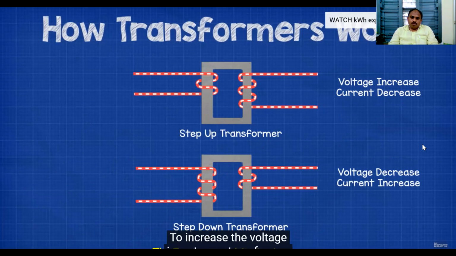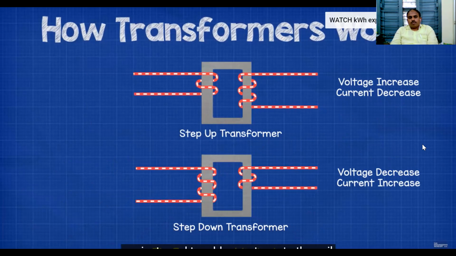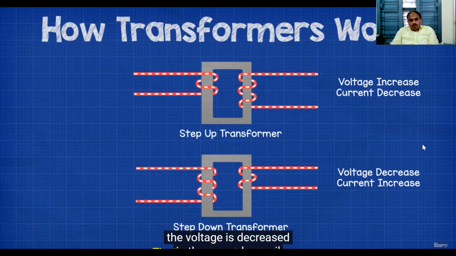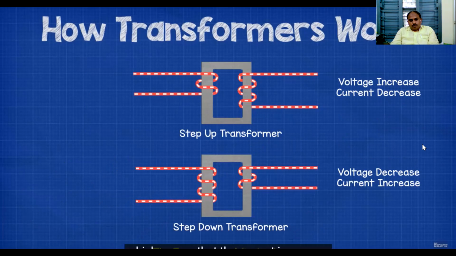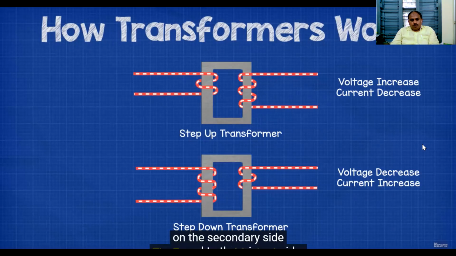To increase the voltage in a step-up transformer, we just need to add more turns to the coil on the secondary side than the primary side. In a step-down transformer, the voltage is decreased in the secondary coil, which means that the current increases. To do this, we just use fewer turns in the coil on the secondary side compared to the primary side.